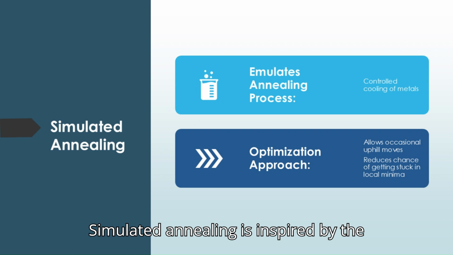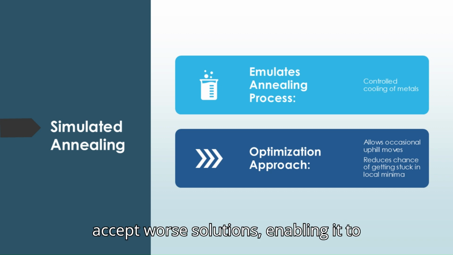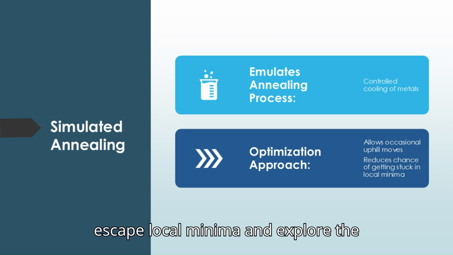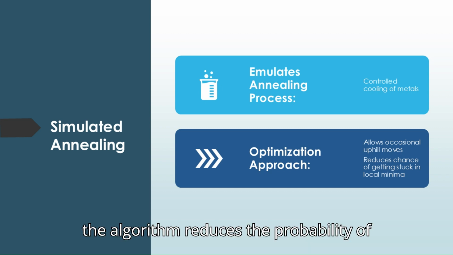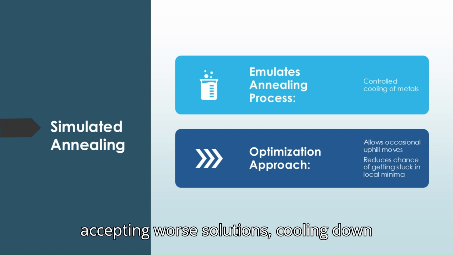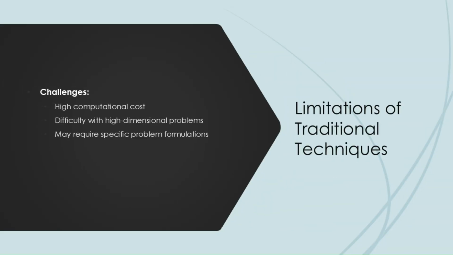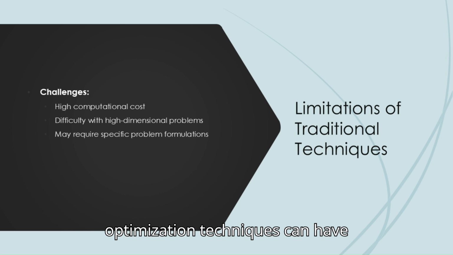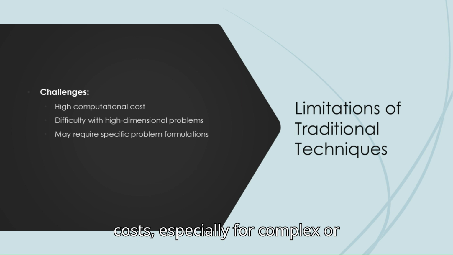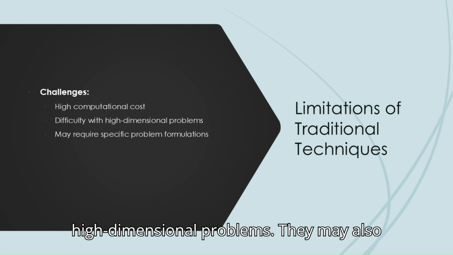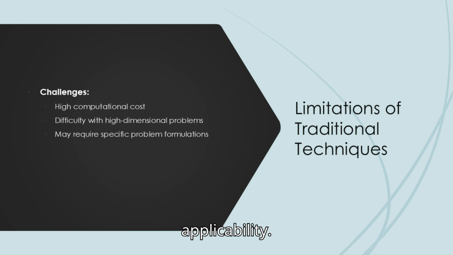Simulated annealing is inspired by the annealing process in metallurgy. It allows the algorithm to occasionally accept worse solutions, enabling it to escape local minima and explore the solution space more broadly. Over time, the algorithm reduces the probability of accepting worse solutions, cooling down to focus on refining the best solutions found. Despite their usefulness, traditional optimization techniques can have drawbacks, such as high computational costs, especially for complex or high-dimensional problems. They may also require the problem to be formulated in a specific way, limiting their applicability.